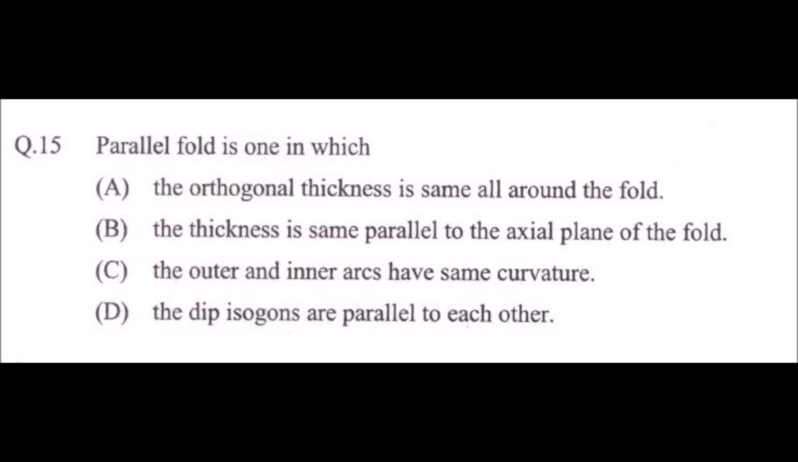Moving towards the next question, this is question number 15, which is again similar to one of the questions asked in 2016. This question is from Ramsay's morphological classification of folds, and here they asked about the parallel fold. So we apply the elimination technique here to get the answer. A parallel fold is one in which, start with the last option, dip isogons are parallel to each other. This is wrong. Why?